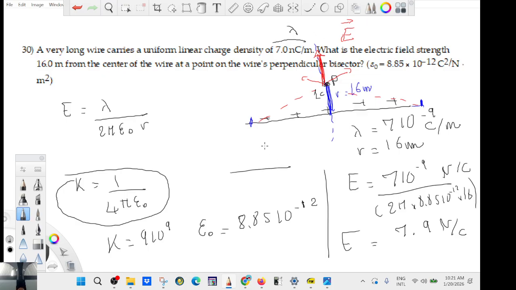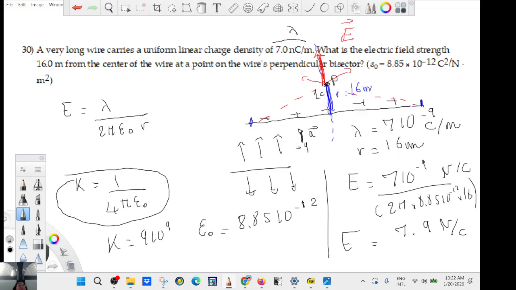Because the configuration is this, right? The electric field goes this way, the electric field goes that way. So if you put a plus here, it's going to accelerate this way. That will be the acceleration. Agree? So that works because we took the bisector.